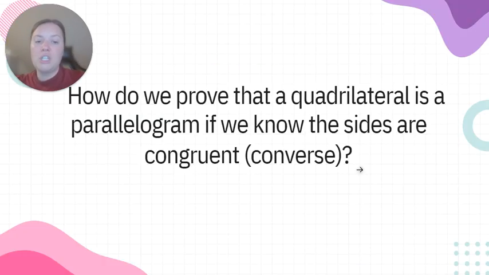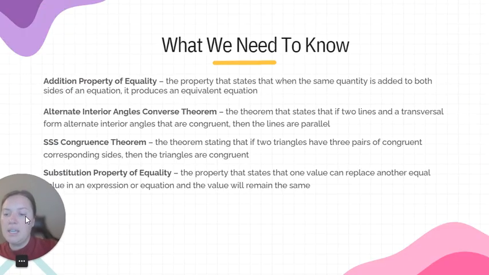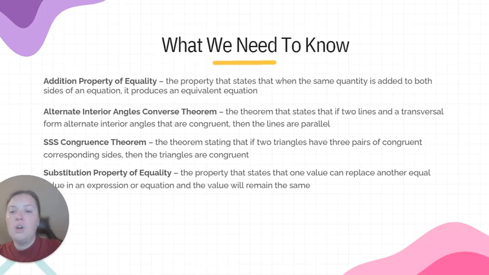Now, what if we wanted to use the sides? In this case, we have the addition property of equality again. We can add the same thing to both sides, but we are going to use the alternate interior angle converse theorem. What the alternate interior converse theorem says is that if we have two lines cut by a transversal and their alternate interior angles are congruent, then the lines are parallel. So the last time we showed consecutive angles: if we have consecutive angles equal to 180, the lines are parallel. This time we're going to show that alternate interior angles give parallel lines. We're also going to use the side-side-side congruence theorem.